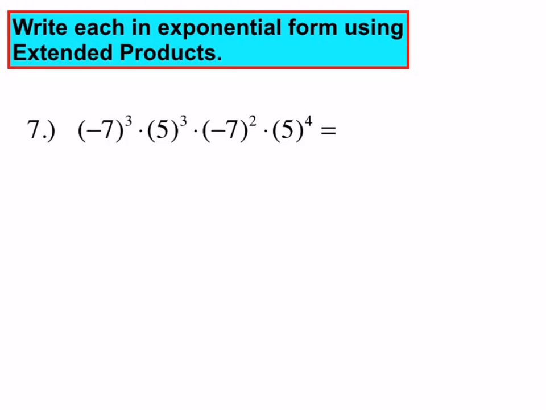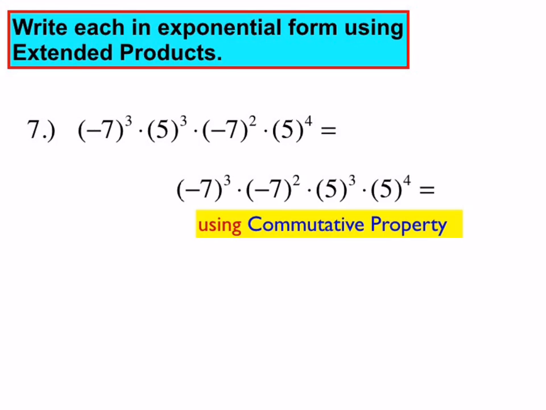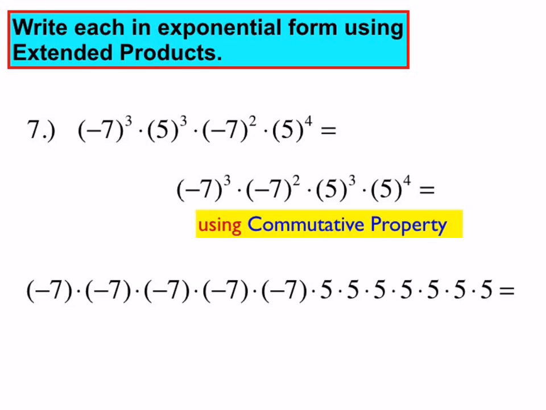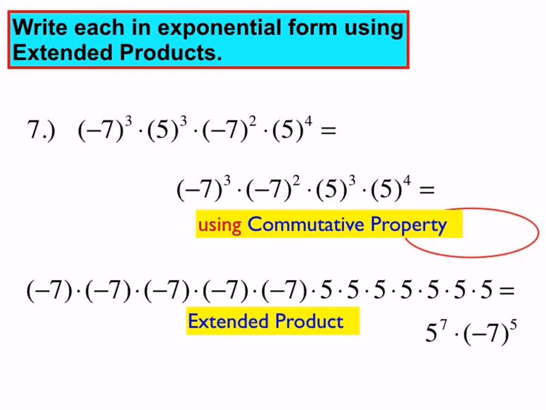Number 7, using the commutative property, and then extending the product. I can see that I have 7 5s and 5 negative 7s. In numerical order, we should have 5 to the 7th times negative 7 to the 5th. Notice that I do have parentheses around the negative 7. Typically, if I see parentheses around a negative base here, I retain it there.